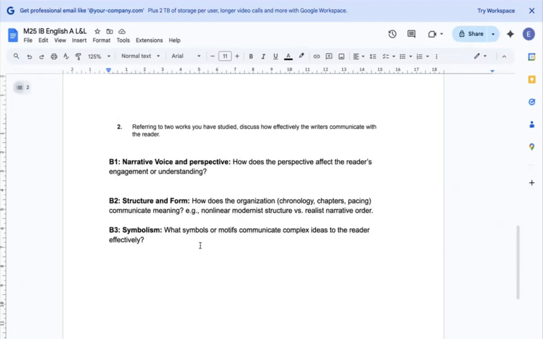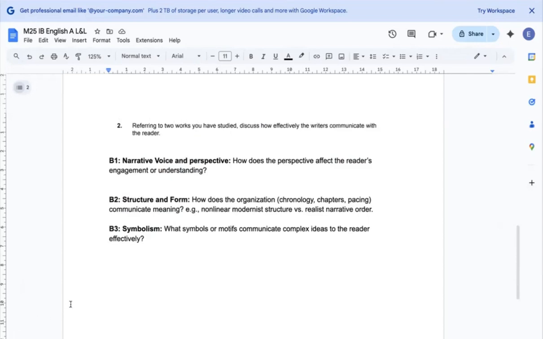So body 1 can be about the narrative voice and perspective the writers choose. So you answer, how does the perspective affect the reader's engagement and understanding? In body 2, you can talk about the structure or form that the writer chooses for the work. So in here, you talk about how the organization, such as chronology, chapters, pacing, communicates the meaning of the story, such as when it is constructed to have a nonlinear structure or realist narrative order, so it works to engage the reader in a certain way.